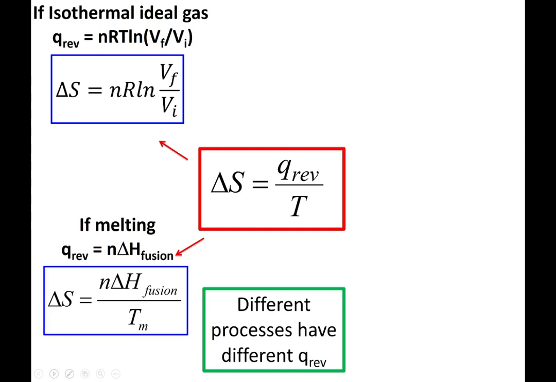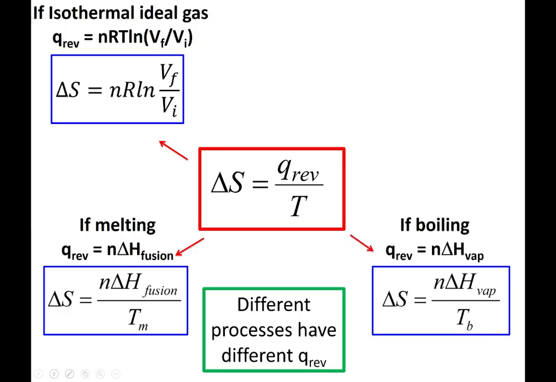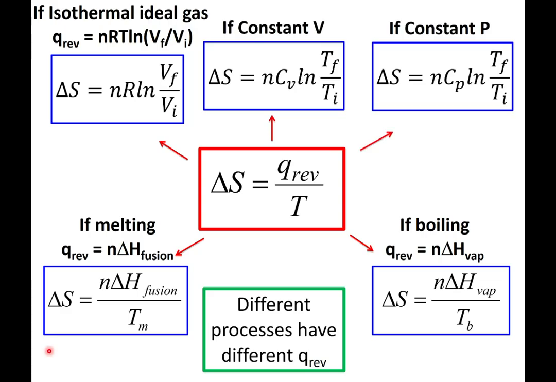If you have a process that involves melting, then the reversible heat carries a different expression, right? The reversible heat is the number of moles that you have times the heat of fusion. So delta S is equal to n times the heat of fusion over the melting point. If you're boiling, Q reversible is n times the delta H of vaporization. So delta S is n times delta H vaporization over the boiling point. If you're changing temperature at constant volume, you get delta S equals n C_V ln T final over T initial. And if you do a process at constant pressure, you get delta S equals n C_P ln of T final over T initial.